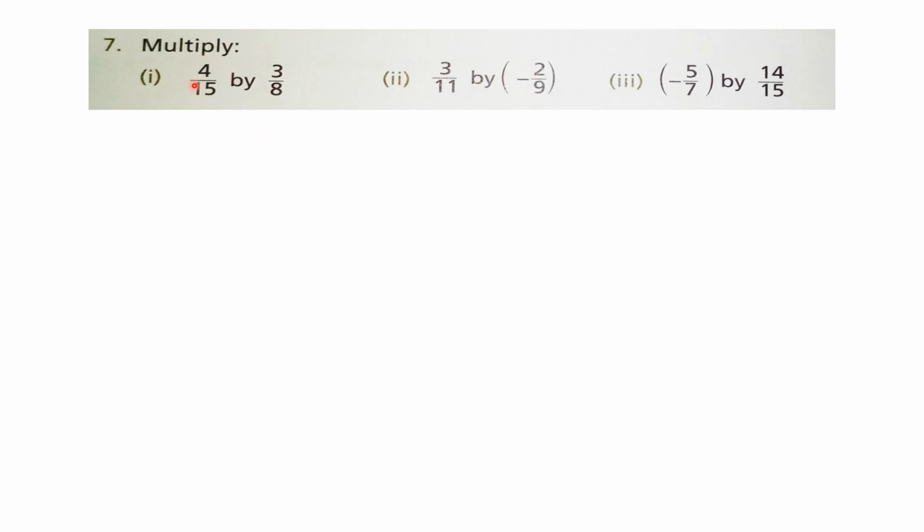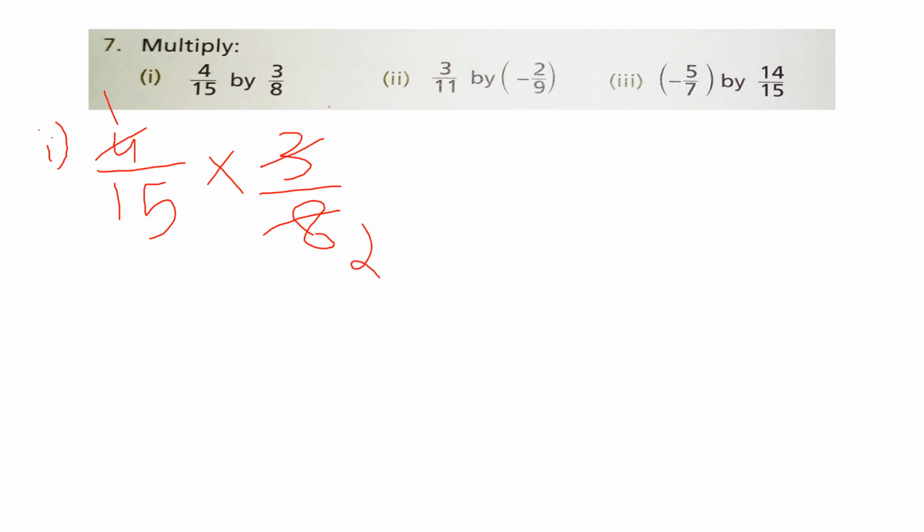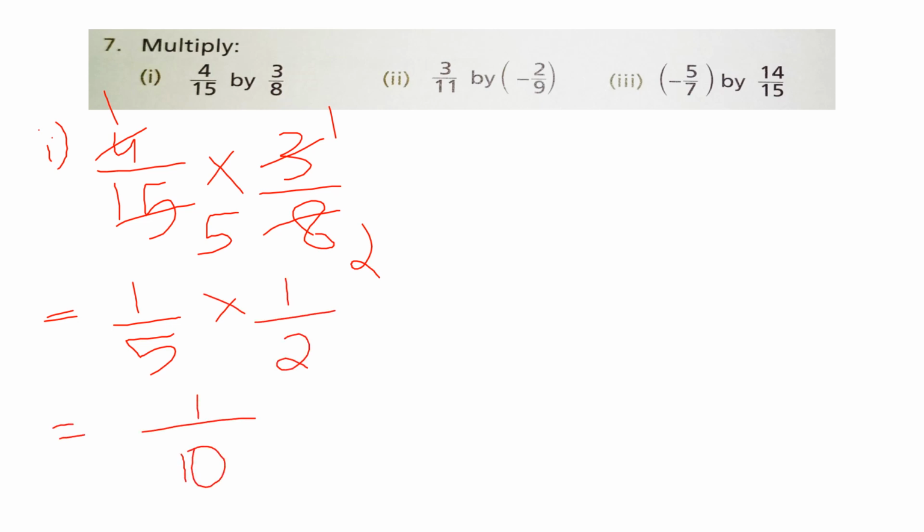You have to multiply this rational number, 4 by 15, by 3 by 8. So you can do cutting. For 1s are 4, for 2s are 8, 3 1s are 3, 3 5s are 15. So 1 by 5 multiplied by 1 by 2 has become 1 by 10.